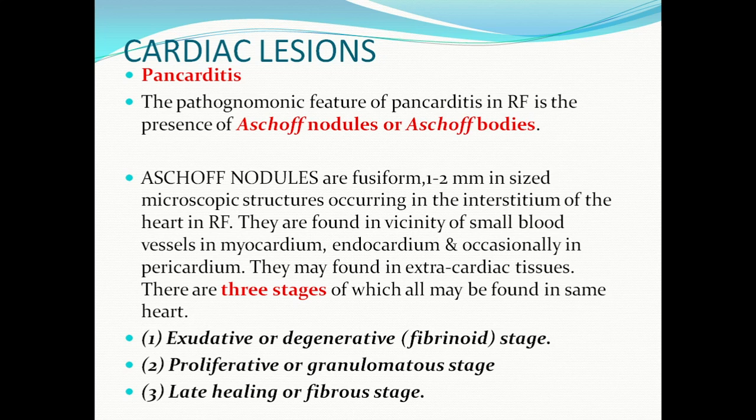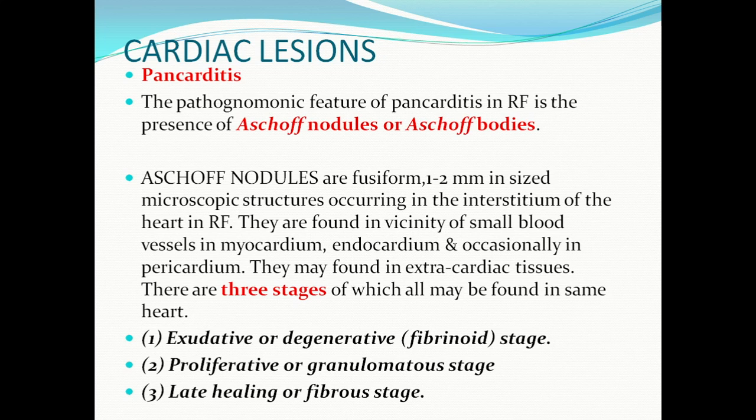So what are Aschoff nodules? Aschoff nodules are fusiform, 1 to 2 millimeters in size, microscopic structures occurring in the interstitium of the heart. They are found in the vicinity of the small blood vessels in the myocardium, endocardium and occasionally in the pericardium. So most commonly they are related to blood vessels, with involvement of the myocardium and endocardium more as compared to the pericardium. They may be found in extracardiac tissues also, right?